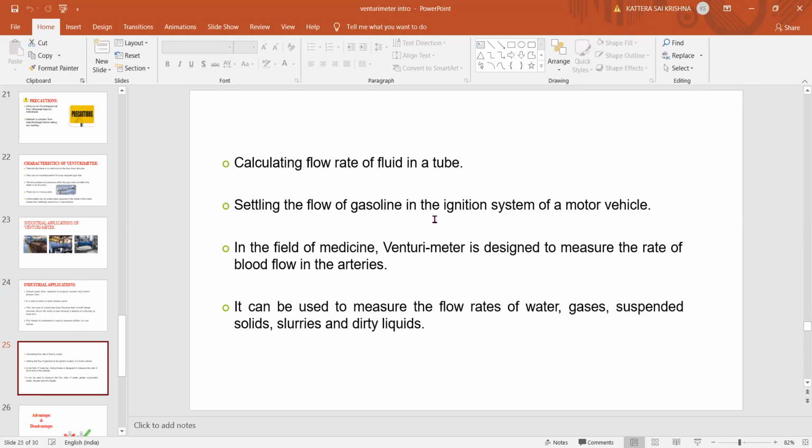Settling the flow of gasoline in the ignition systems of motor vehicles will be done. In the field of medicine, the venturimeter is designed to measure the rate of blood flow in the arteries. Right? The venturimeter is used in medicine also, where the blood flow rate can be found out by using this. It can be used to measure the flow rate of water, gases, suspended solids, slurries, and dirty liquids. These are all things which can use it for finding the discharge or flow rate of fluids.